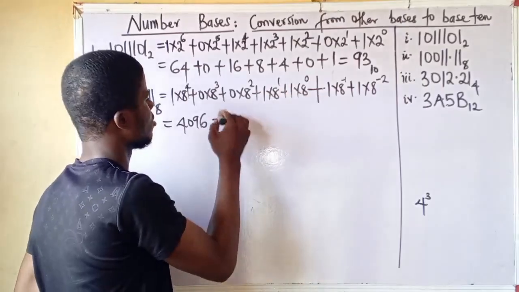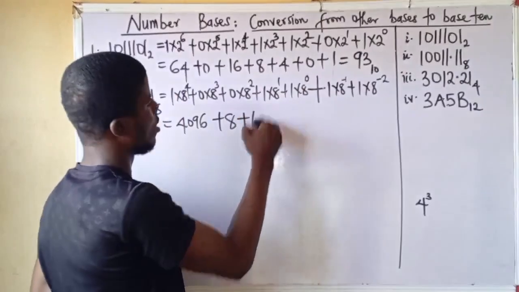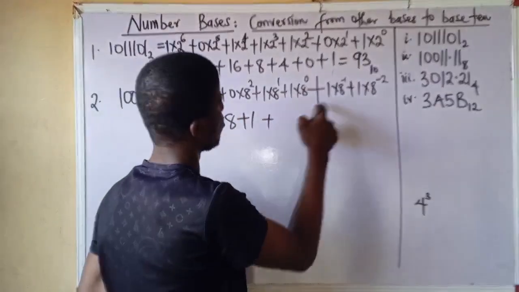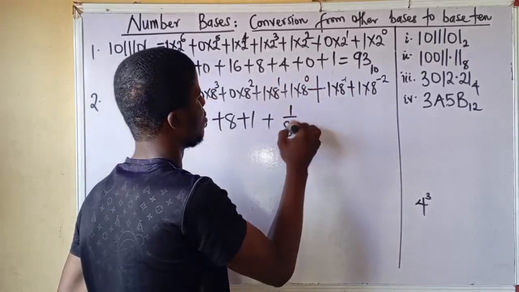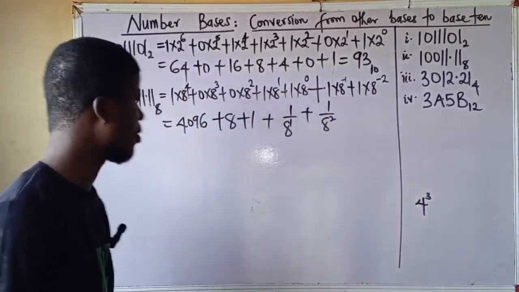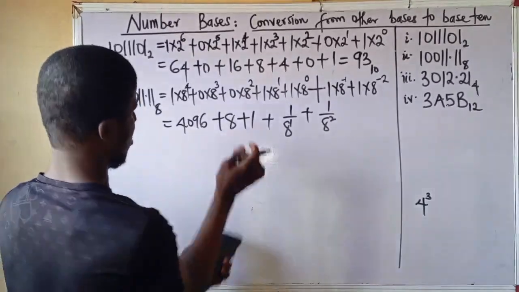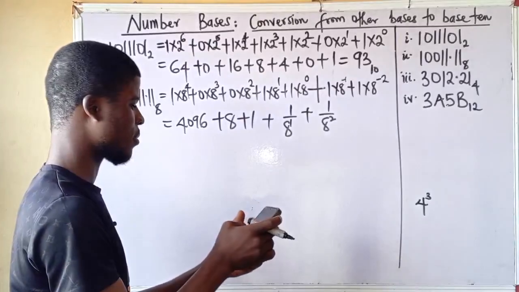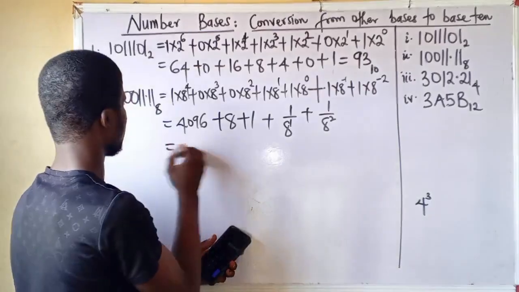So I'm here now. 1 times 8 is 8. 8 to the power of 0 is 1. 1 times 1 is 1. Then plus, by the law of indices, everything here will be 1 over 8 raised to the power 1. This will be 1 over 8 raised to the power 2. You understand me? So 4096 plus 9. Let me do that first. Plus 9 is 4105.